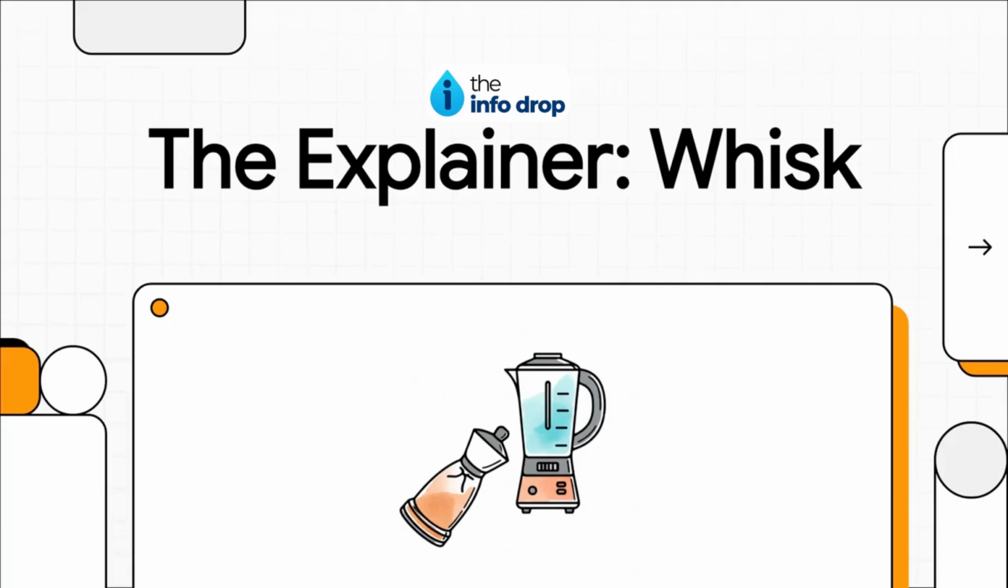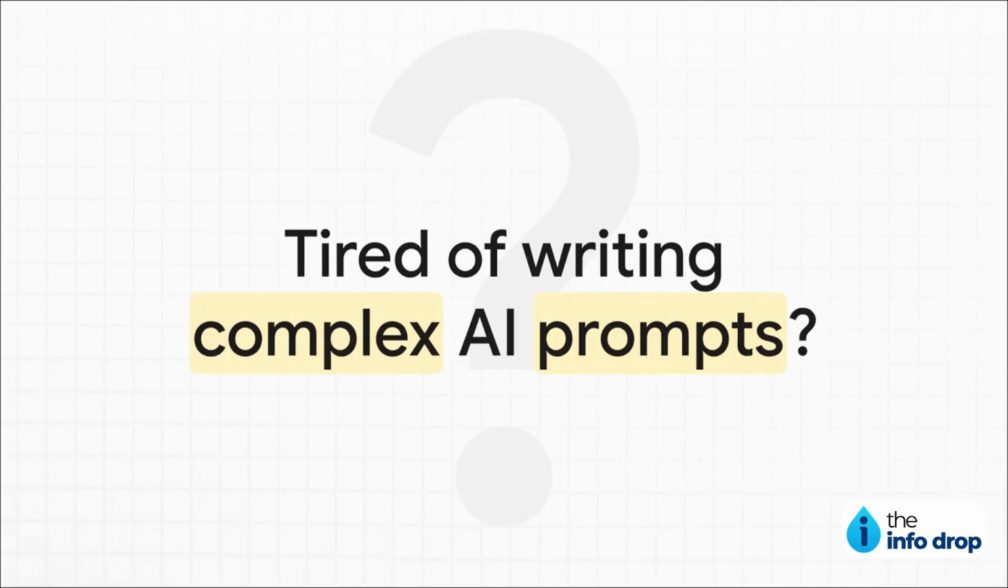Today, we're taking a look at Whisk. It's a new experimental AI tool from Google Labs, and it's kind of rethinking how we create images from the ground up. So if you've ever played around with AI image generators, you definitely know the feeling, right? You're trying to describe exactly what's in your head, typing out these super long, super detailed text prompts. It feels less like being creative and more like you're trying to write code.